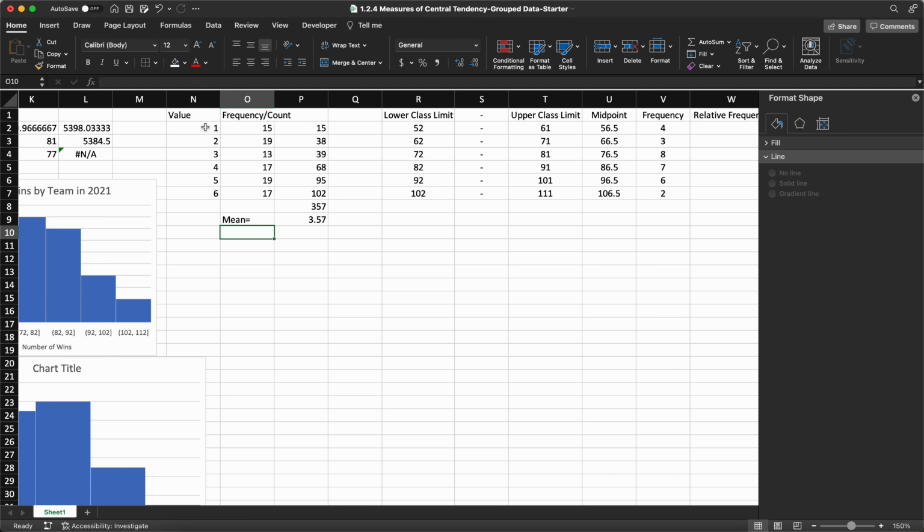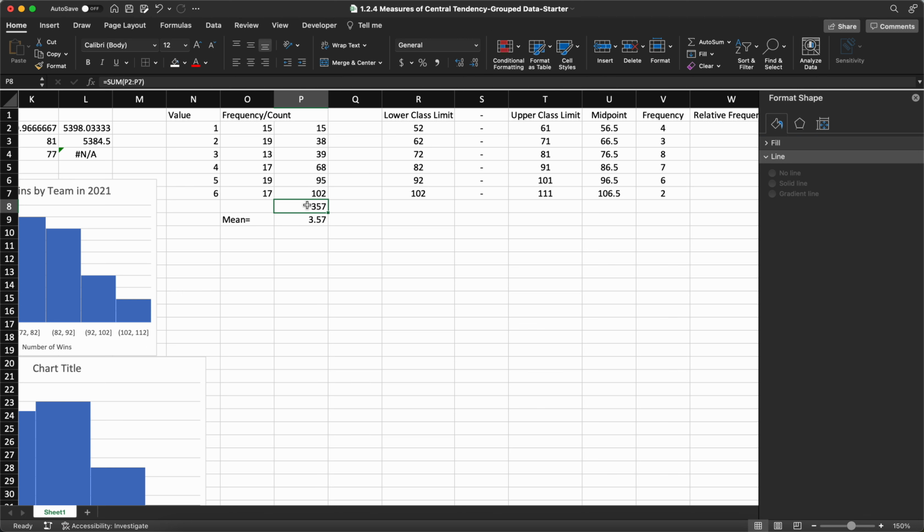Again, I need to multiply these two columns together to get how much each value contributed to the total. There were 15 ones, so that contributes 15, and 19 twos, and so on and so forth.